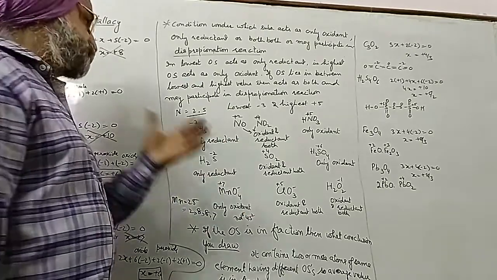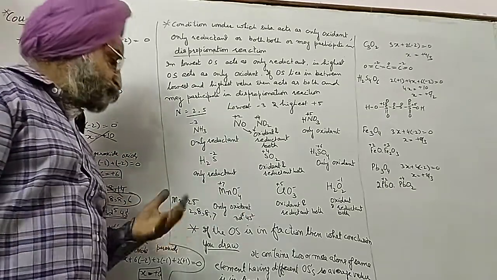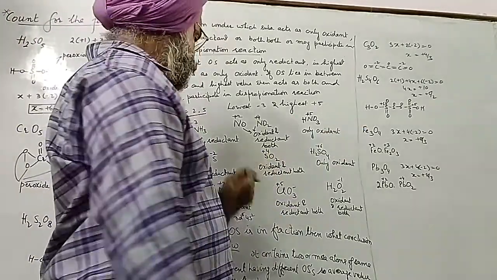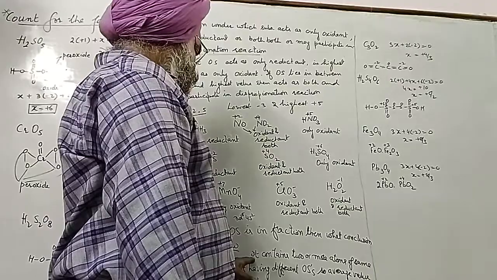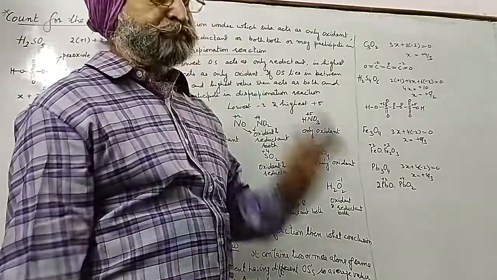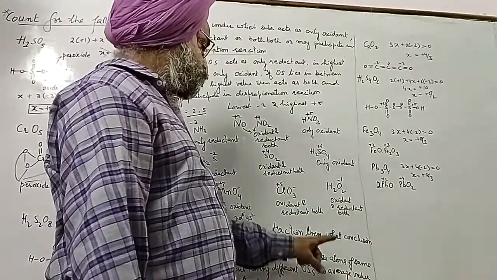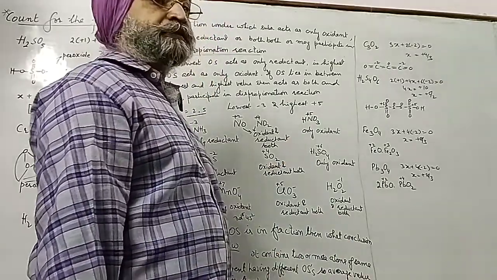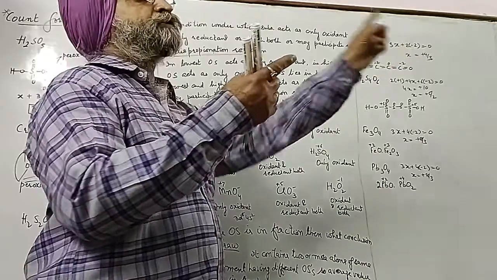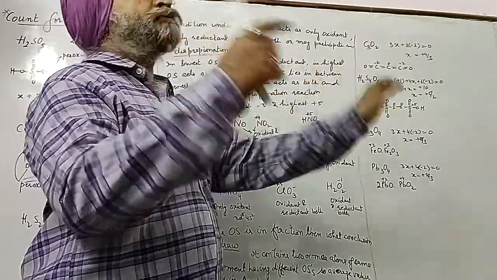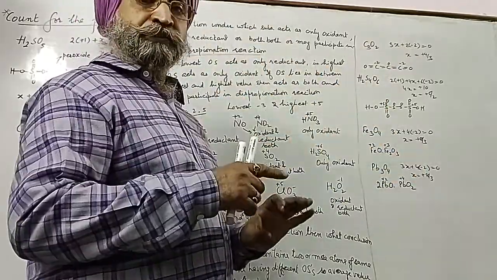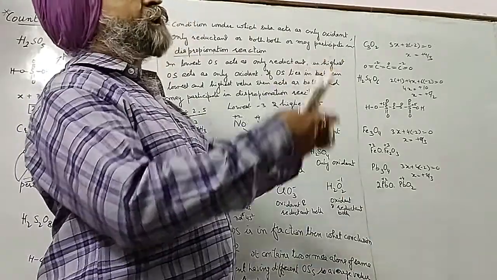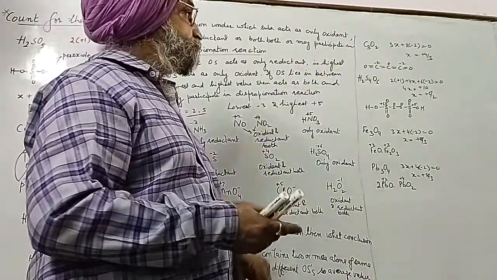We found in various cases the oxidation state comes out in a fraction. What does it mean? The meaning is that the compound, that substance, contains 2 or more atoms of the same element having different oxidation states. All the atoms of the same element don't have the same oxidation state. They have different oxidation states, and that average value is in fraction.